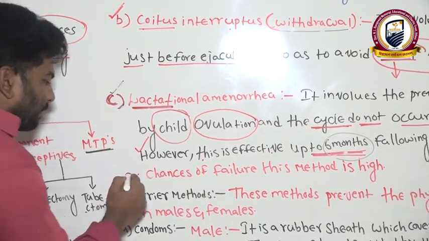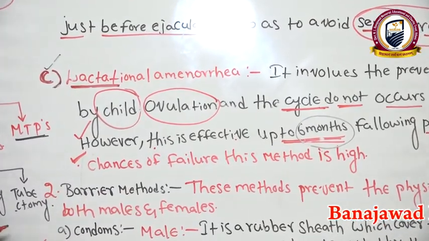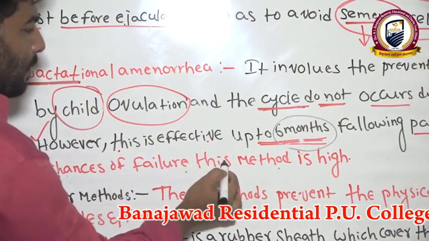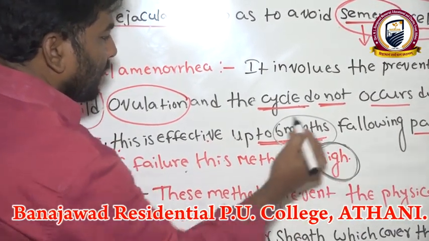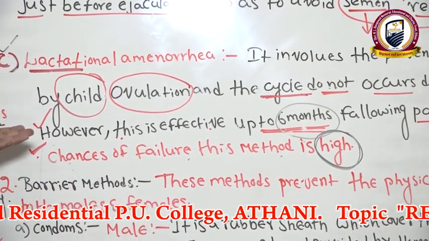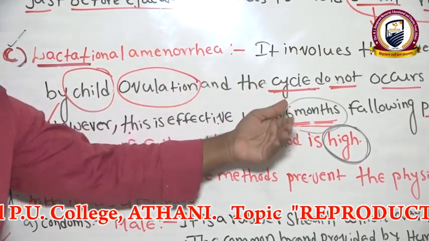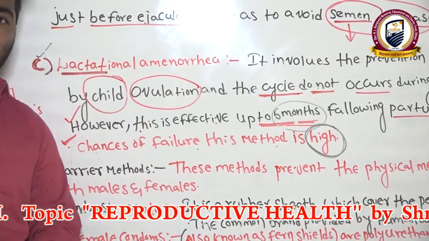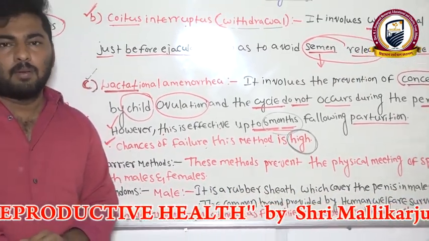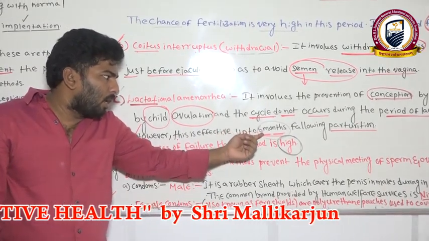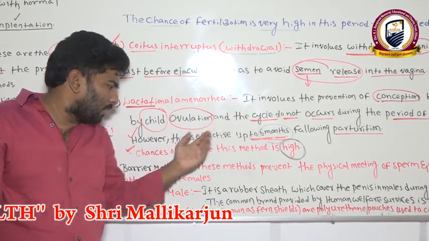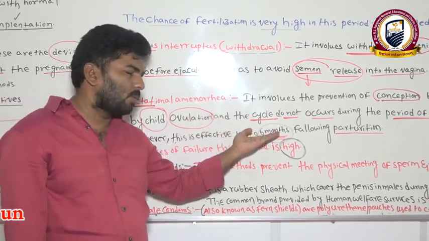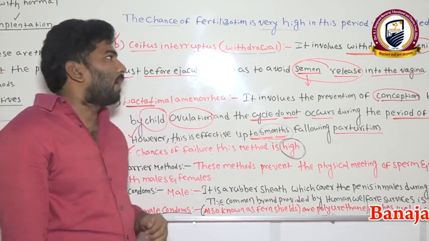Clear? Now the next one, it has some drawbacks, that is, the chances of failure of this method are very high. I told you already, you are getting doubt, no? Up to 1 year, 2 years also somebody is giving milk to the baby. At that time, if you are participating in sexual contact, the female will not get pregnant. No, you are telling only about up to 6 months. That is also one of the chances to get pregnant. Even if you are participating in sexual contact in this period, sometimes it may fail. Clear?